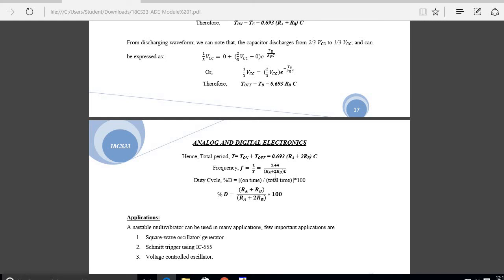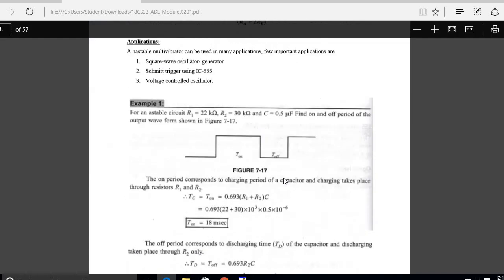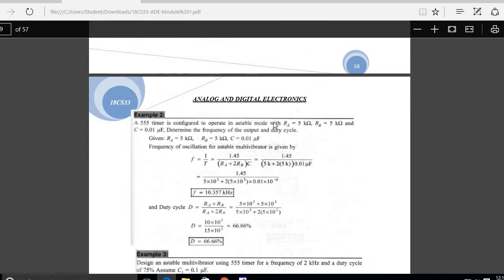1.44 divided by (RA plus 2RB) into C. This is another formula. You have to substitute the RA, RB, or R1, R2 values and the C value in this equation. You will get F. Just you have to remember this formula. F is equal to what? 1.44 divided by (RA plus 2RB) into C. Okay. Substitute the values here.